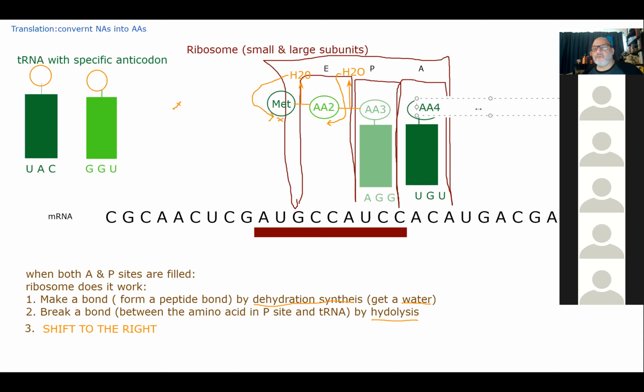What happens next? Do we break the bond first? No, we make the bond first, using dehydration synthesis. That gives us our water.